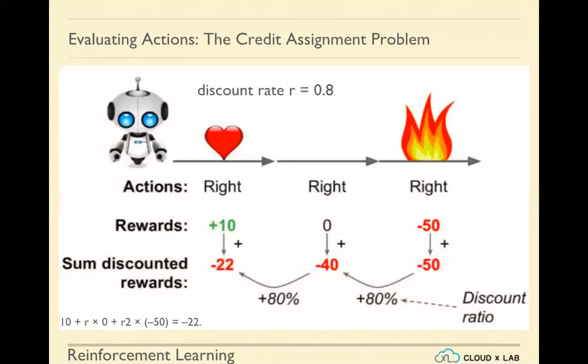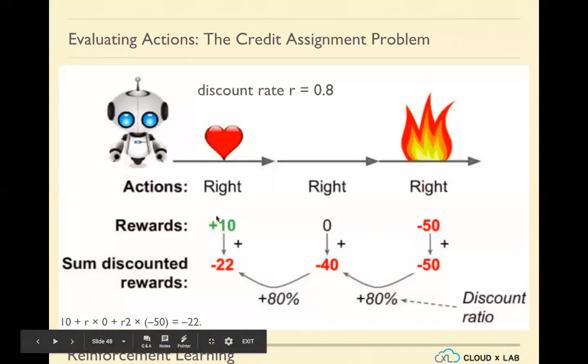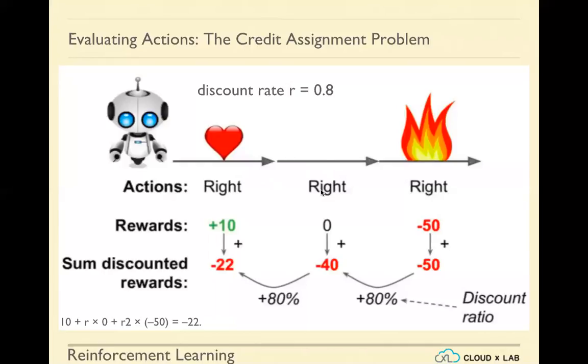Imagine that we have taken the action right, and we are saying the discount rate is 0.8. So at this point of time, when we took right, we got a reward of plus 10. Then another right, we got a reward of 0. Then another right, we got a reward of minus 50. Now in this, when we got the punishment of 50, does it mean that only this action is responsible? Ideally, all of these are responsible.